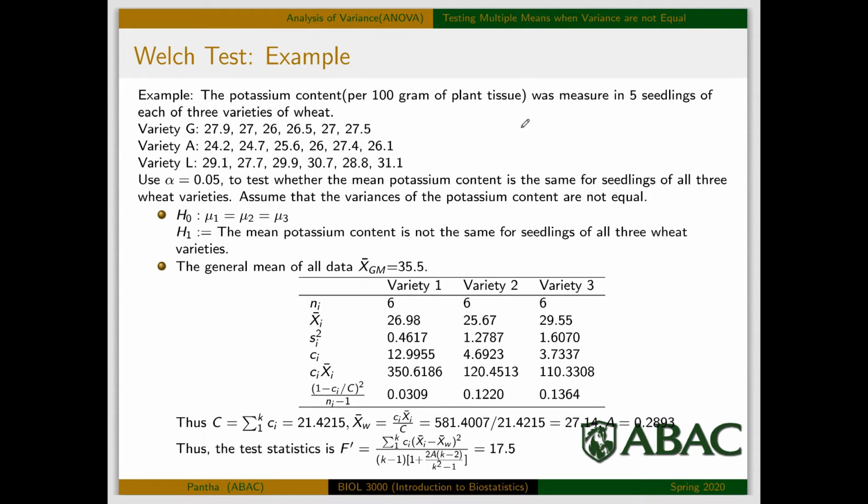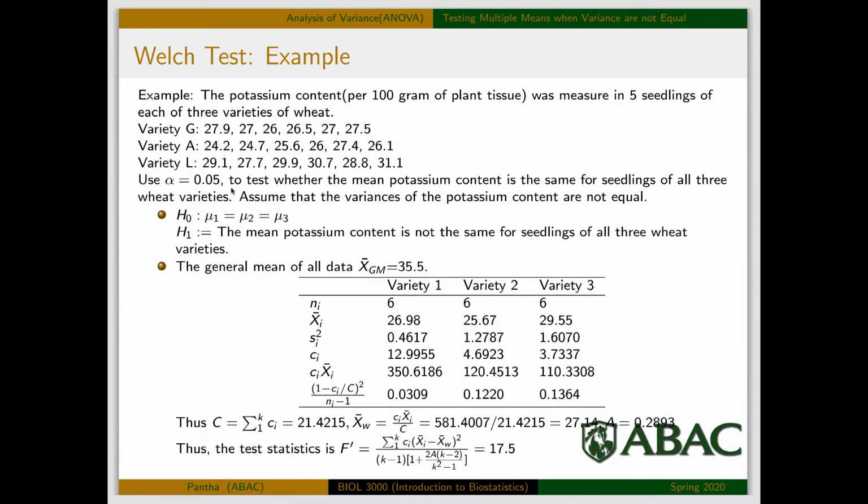The potassium content per 100 gram of plant tissue was measured in 5 seedlings of each of 3 varieties of wheat: variety G, variety A, variety L. Okay, these are the data points. You see that: 1, 2, 3, 4, 5, 6, right? So each of them has the sample size 6.